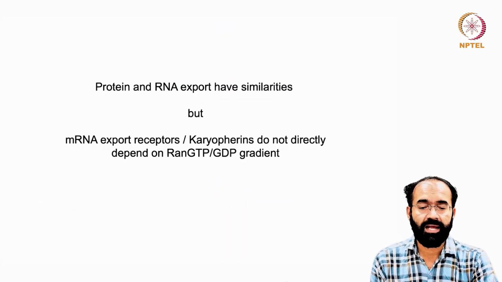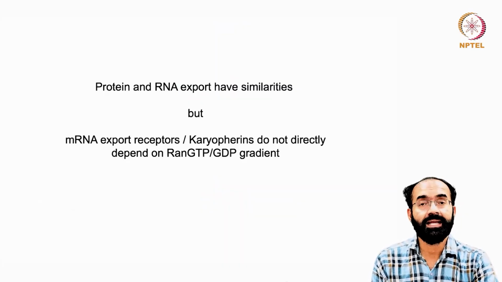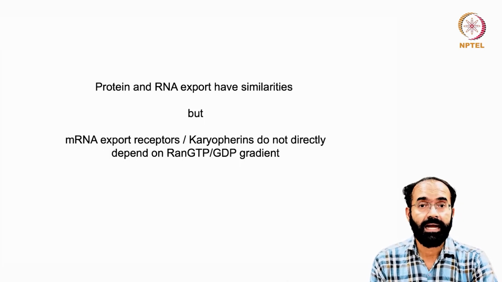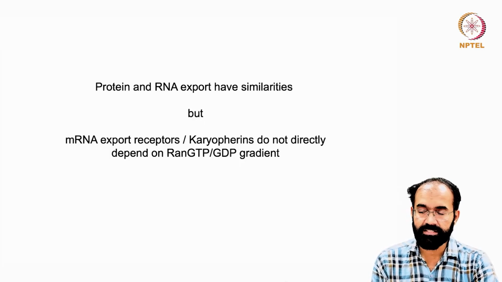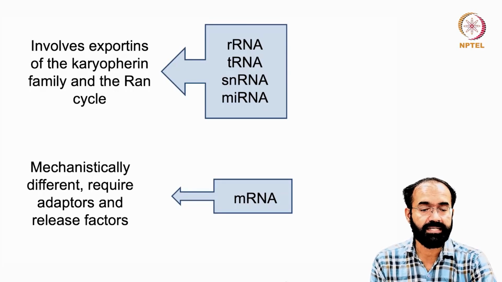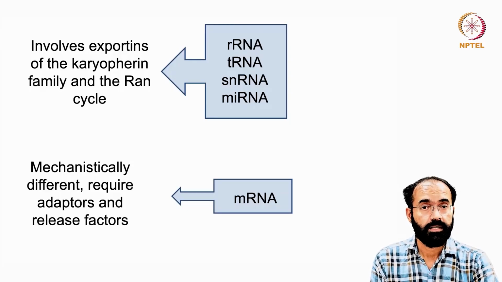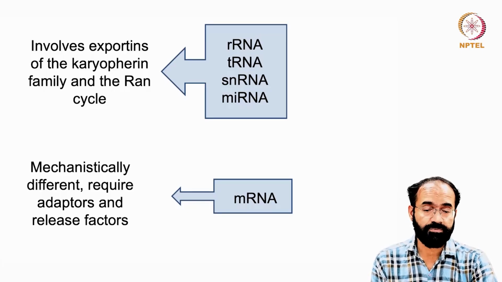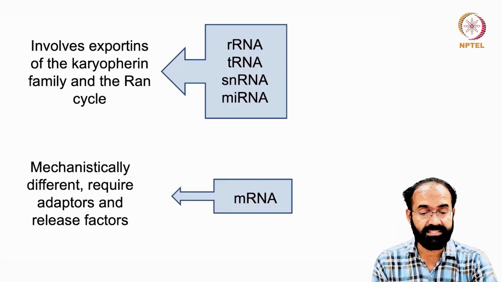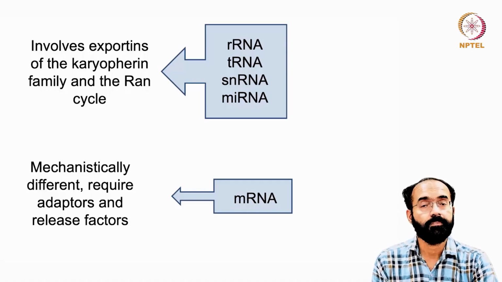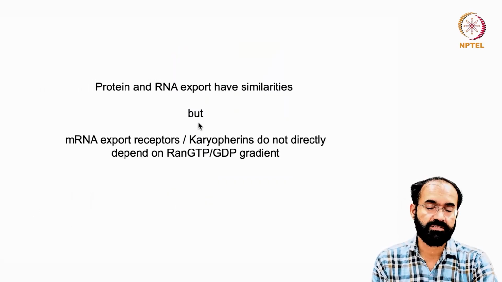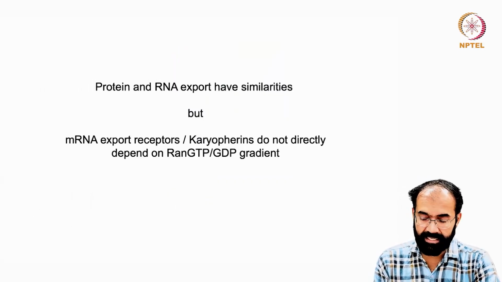Protein and RNA export have similarities, but mRNA export receptors, which also have specific karyopherins, do not directly depend on the RAN GTP, RAN GDP gradient. We should understand that the RAN GTP, RAN GDP gradient is mainly used for the transport of ribosomal RNA, transfer RNA, snRNA and microRNA, whereas mRNA does not depend on this gradient.